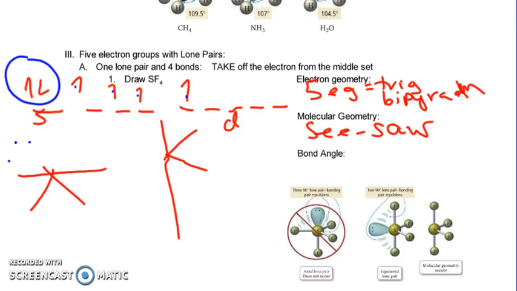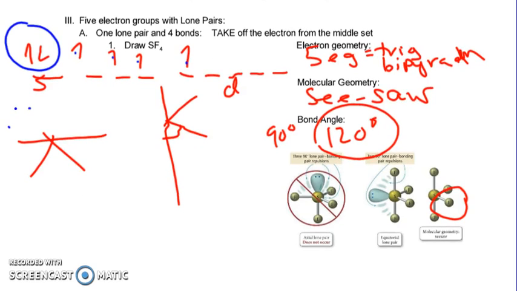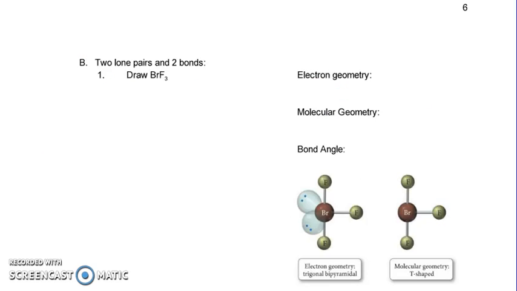It's called seesaw. And what are your bond angles? Well, you have 90 degrees and 120 degrees. But wait a minute, what happens to that number? All right, unfortunately, it's going to get mushed maybe a little bit right here. So your bond angle is going to just be probably a little bit under 120. I don't think they really make a big deal about that one though. So it's called seesaw. Let's look at the next one.